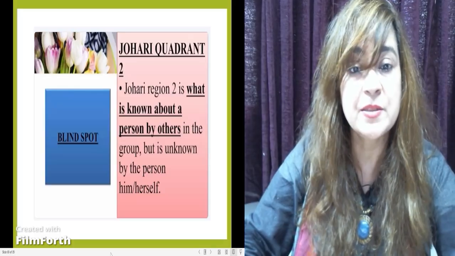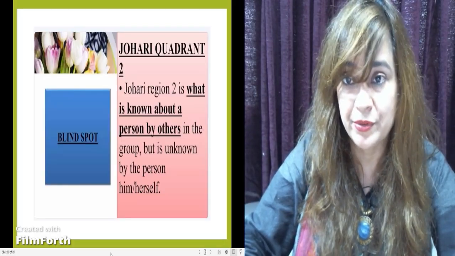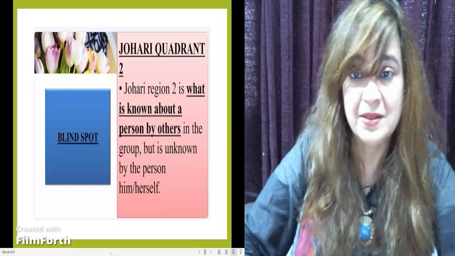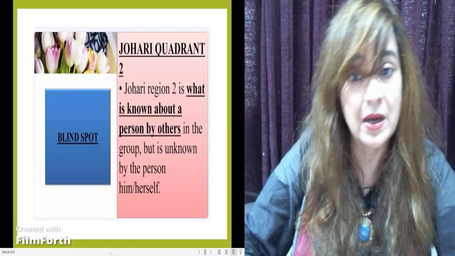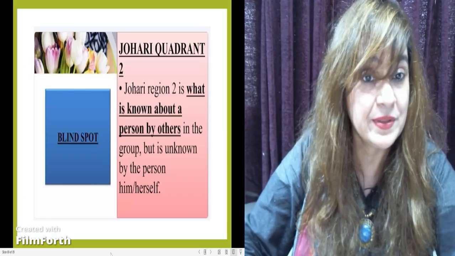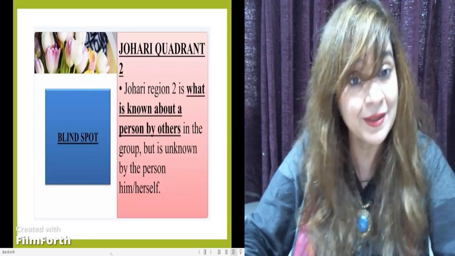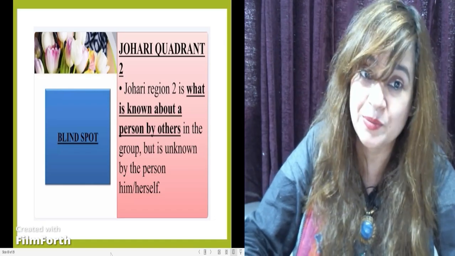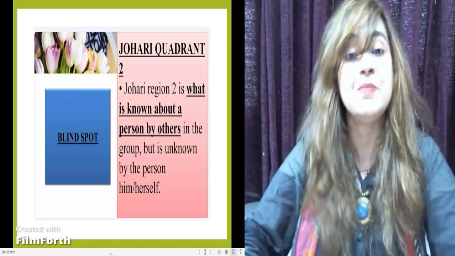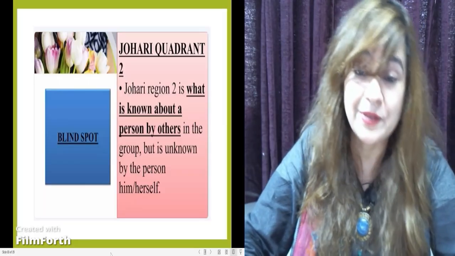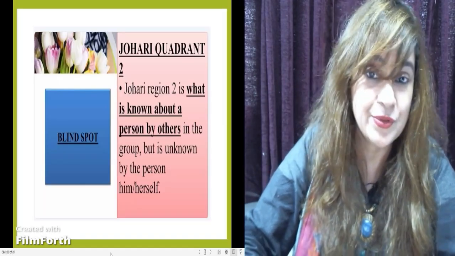Then we have the blind spot. Blind spot is the second quadrant, region 2. A blind spot is what others know about you, but it is unknown by the person. I do not know my qualities, but the others know. So there is a part in my brain which is a blind spot, which I'm not aware of. Others come and tell you that you are so elusive, you are so quiet, you are this, you are that, but we are not aware of those qualities.